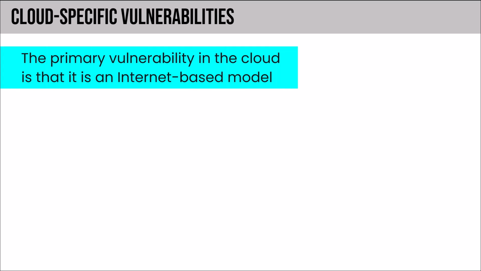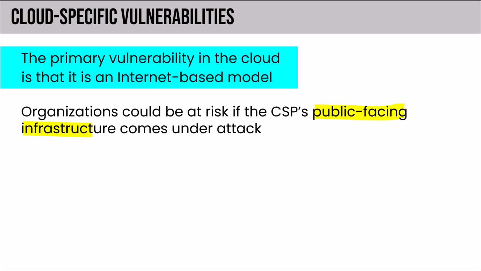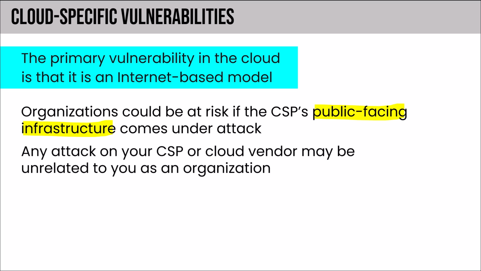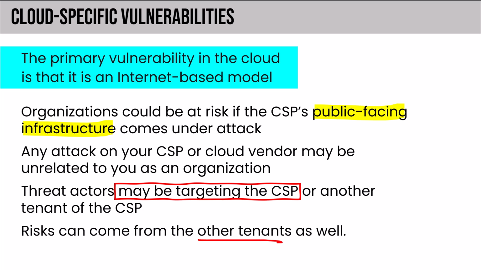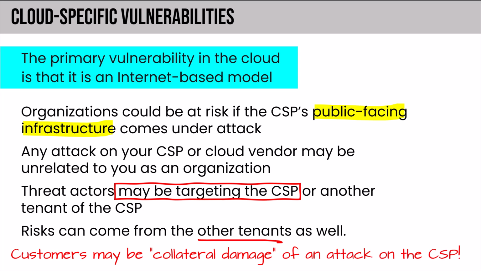So the primary vulnerability in the cloud is that it is an internet-based model. Organizations could be at risk if the CSP's public-facing infrastructure comes under attack, number one. Any attack on your CSP or cloud vendor may be unrelated to you as an organization. Threat actors may be targeting the CSP or another tenant of the CSP even. And technically, risk could even come from other tenants as well. But in this scenario, customers may be collateral damage of an attack on the CSP in some circumstances.